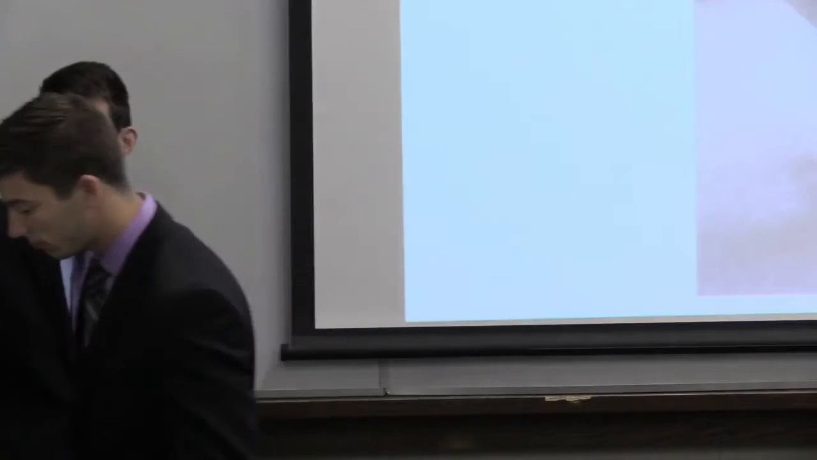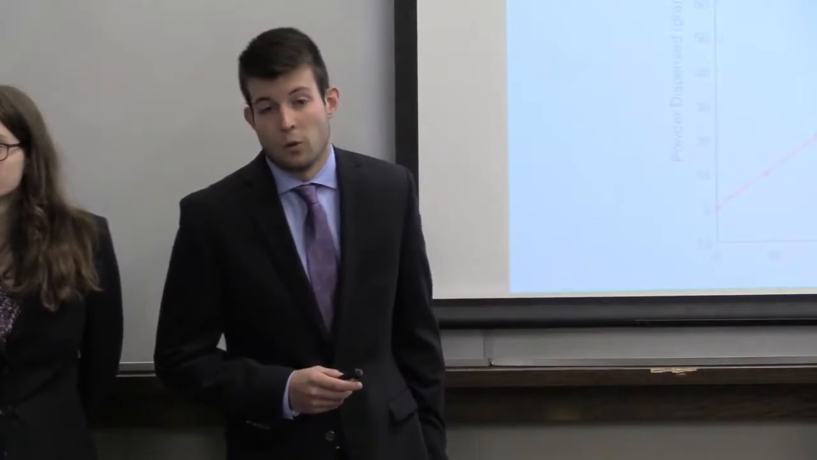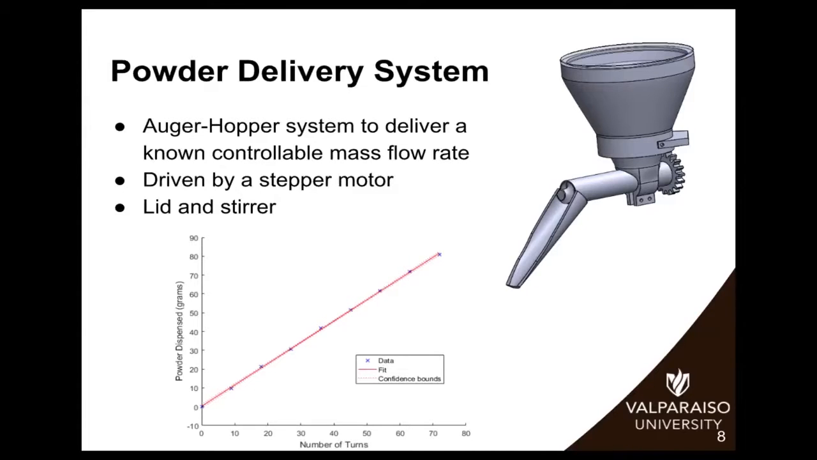I will now talk to you about our mechanical system, each of the subsystems and how they came together, as well as addressing some of the issues we ran into and how future iterations could improve upon them. So our first subsystem is our power delivery system. We ended up designing an auger hopper system to deliver a known controllable mass flow rate. You can see the final CAD drawing up in the top right or left corner.